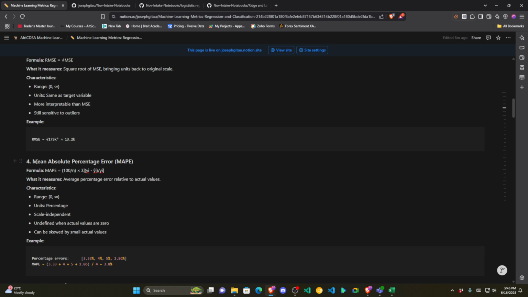Then we've got the mean absolute percentage error, that is the MAPE score. It measures the average percentage error relative to actual values. Okay, so over here you can see we get 100 divided by the total number of samples multiplied by the summation of the absolute values of your actual versus predicted divided by the actual values. So this will give you the output in terms of a percentage, like what is your percentage error.